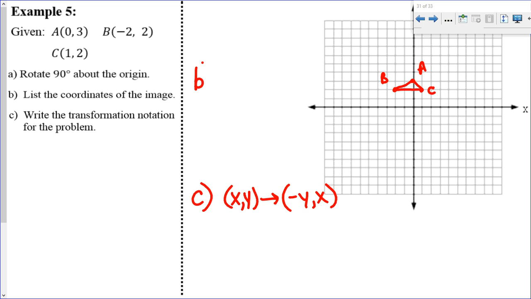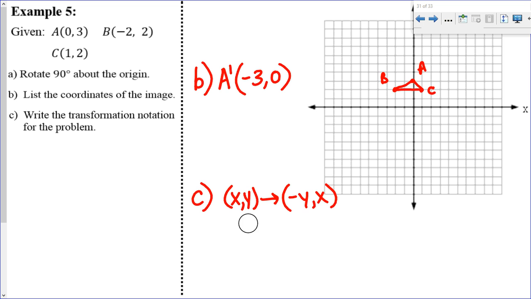Okay, so if I go to do part B, A prime, so if I plug that in, A was at 0, 3. So we switch them, and then this is negated. So that should be -3, 0.